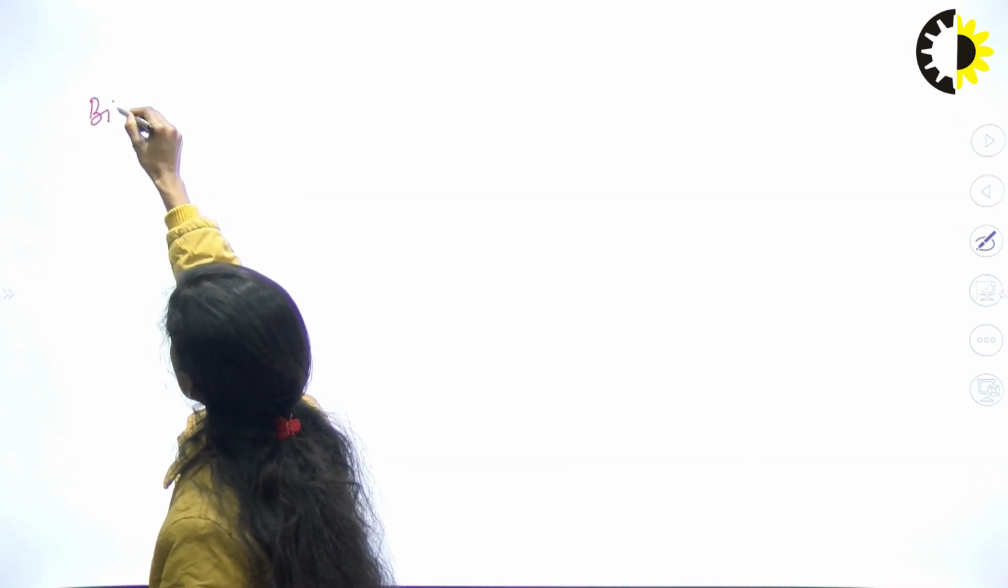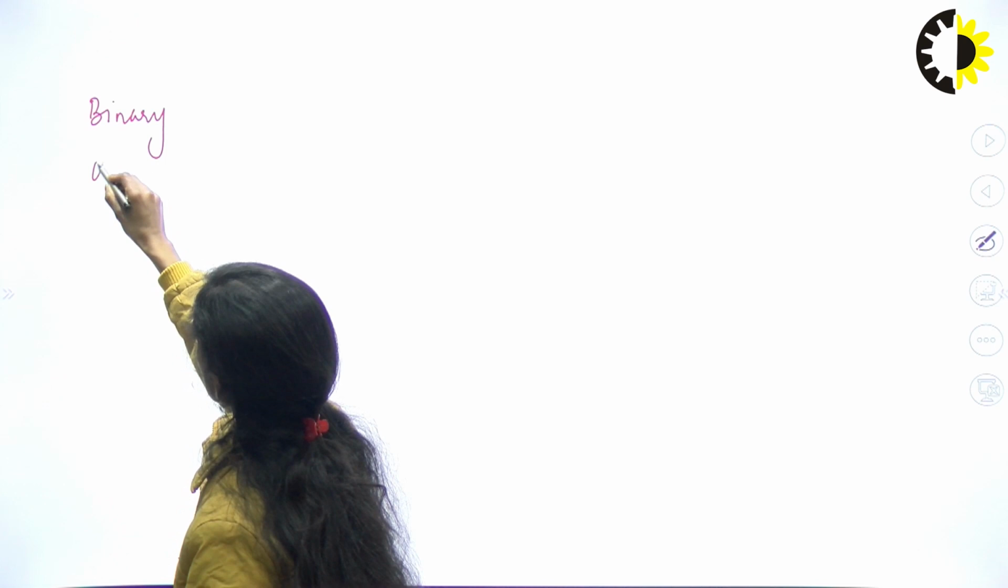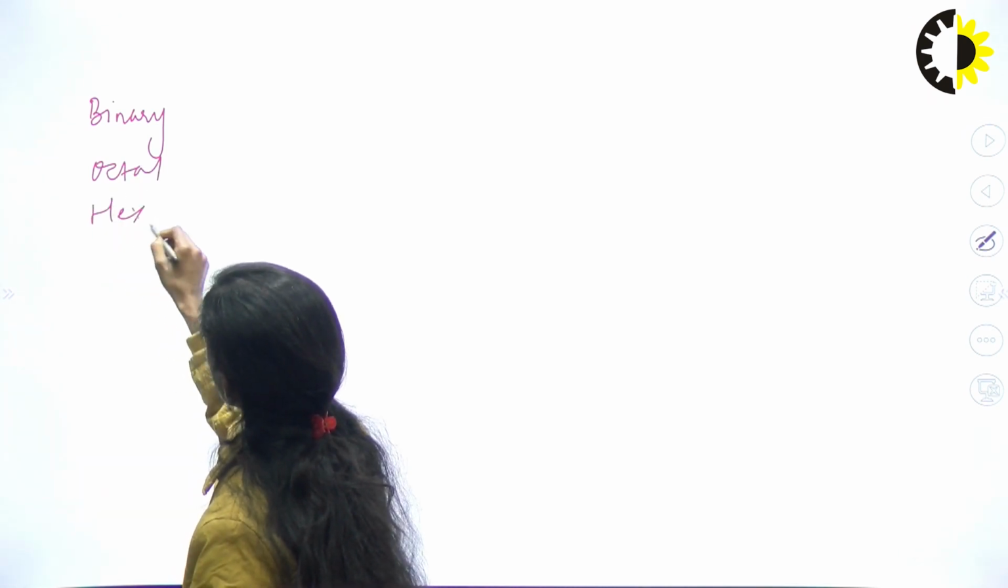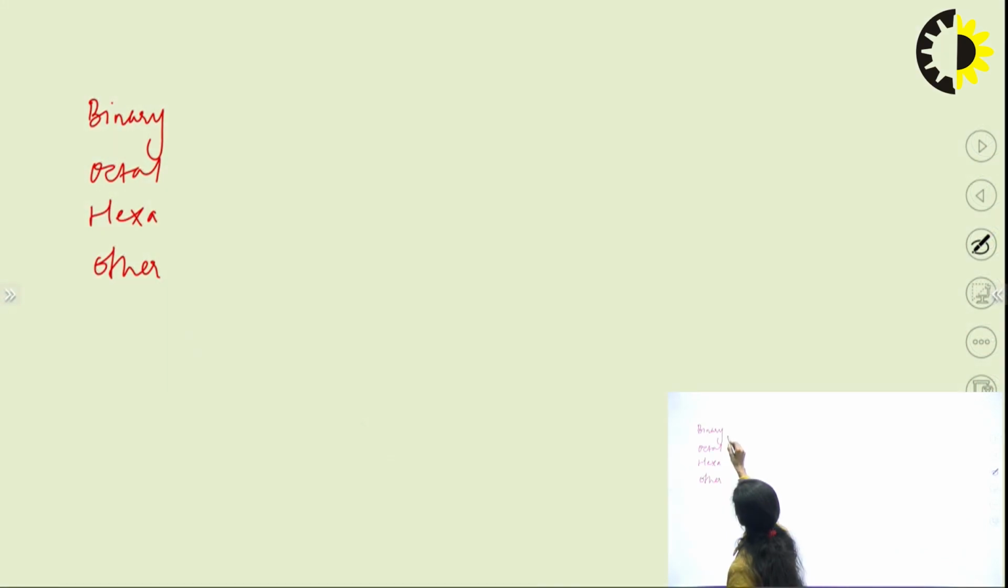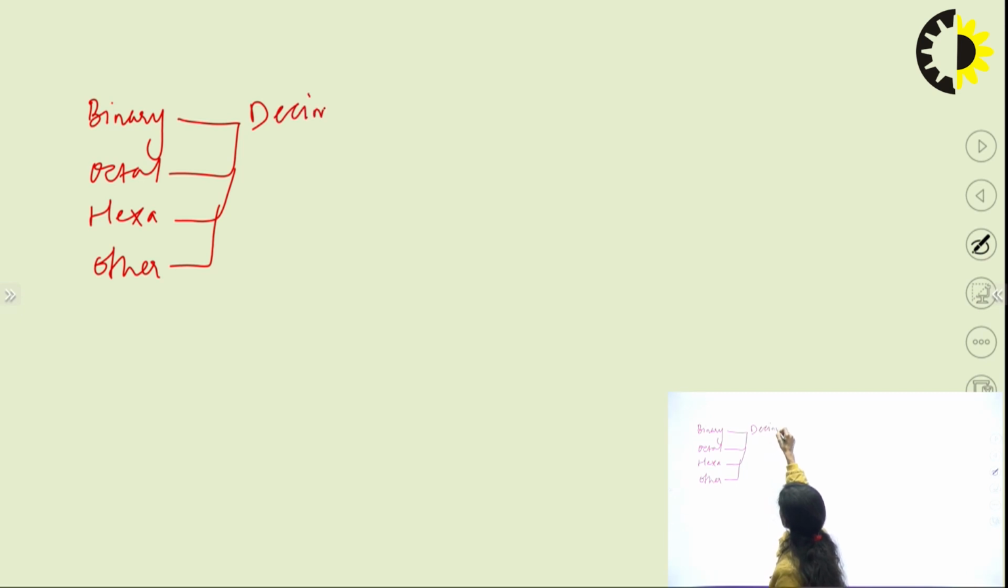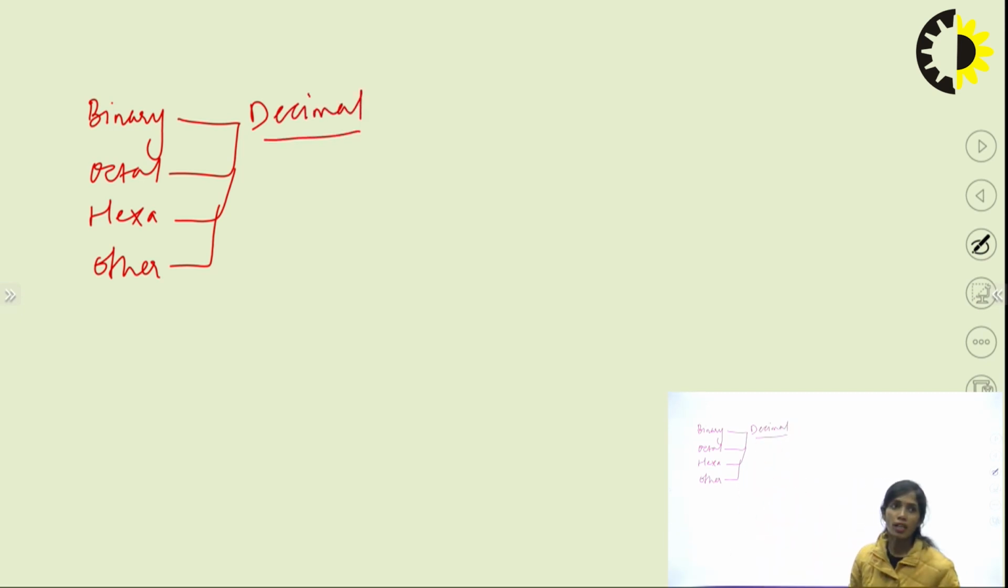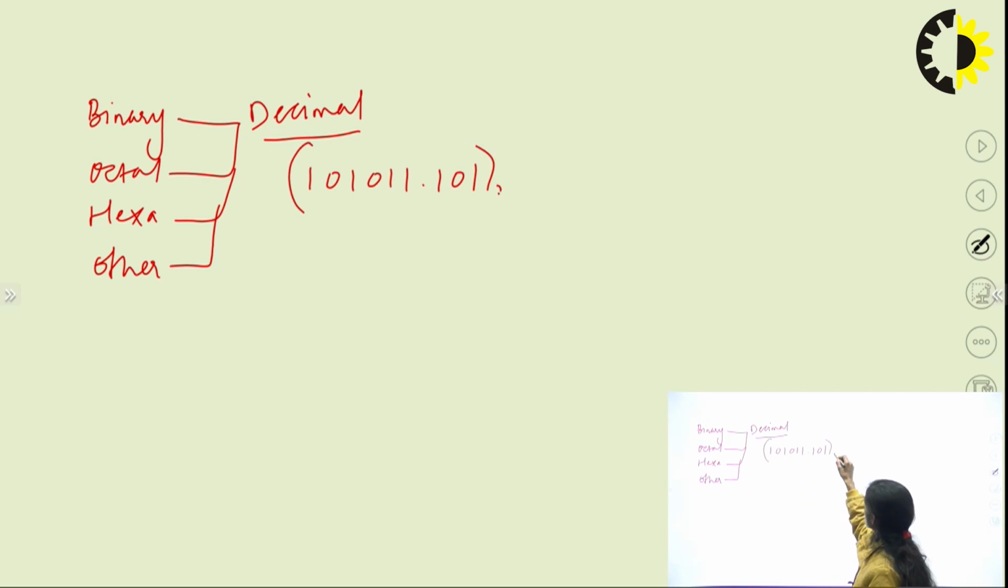Now next we are going to learn about the conversion from other number systems to the decimal number system. Binary, octal, hexadecimal and other base systems, if I need to convert them into the decimal number system, we follow a method. So let us suppose I take the example of the binary number 101011.101. Now if we are going to convert this into a decimal number, what do I have to do?